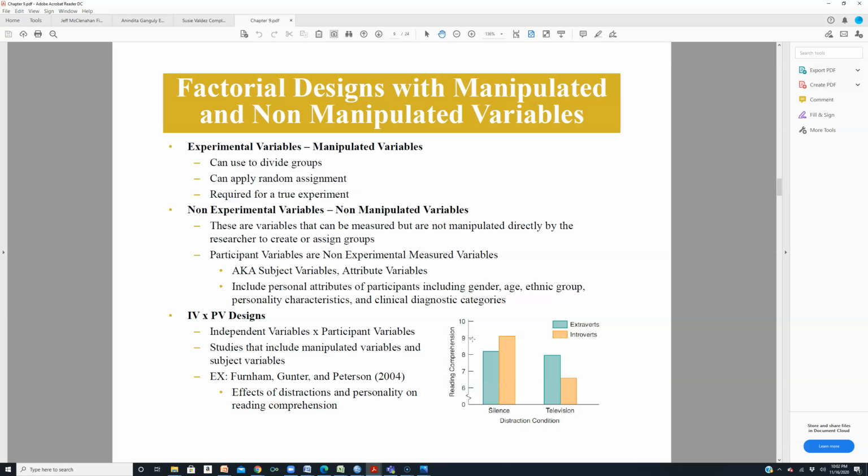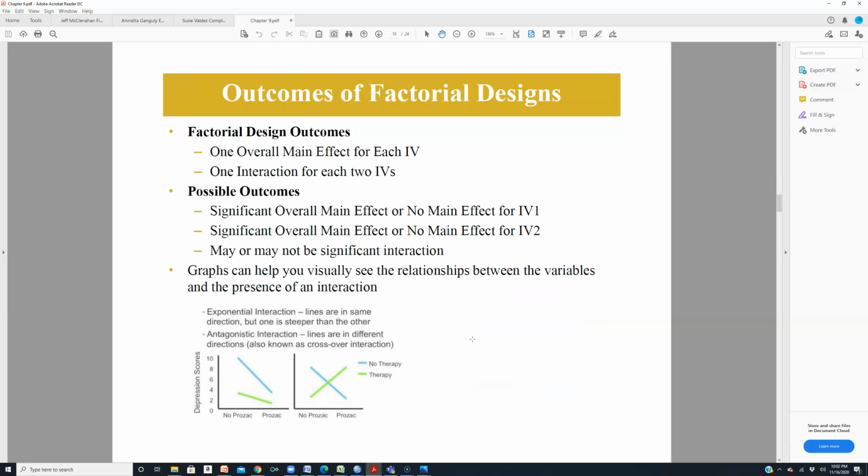That's one example. So when we have an independent variable times a participant variable design, it can be a quasi-experimental design because it's a participant variable that I'm not manipulating. So studies can include both manipulated variables and non-manipulated variables in the same exact design.